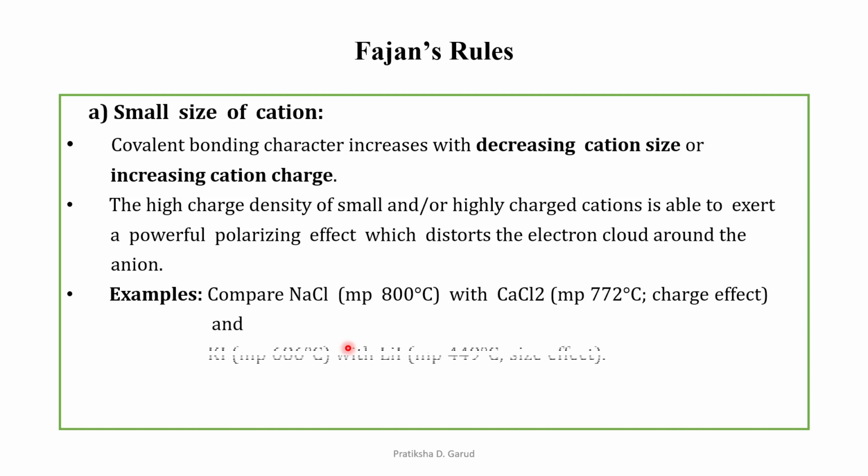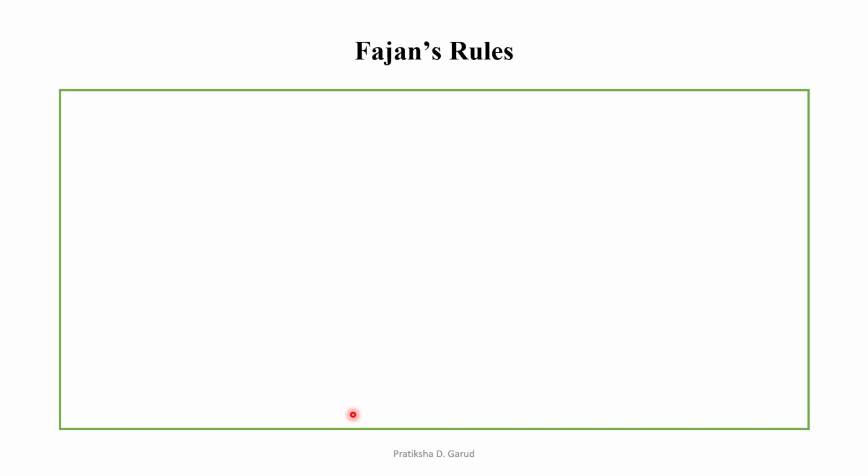The second example: let us compare potassium iodide with lithium iodide. Here we consider the size effect. That means as the size of the cation decreases, what happens? The covalent bond character increases. So this is the first factor, which is called the small size of cation.